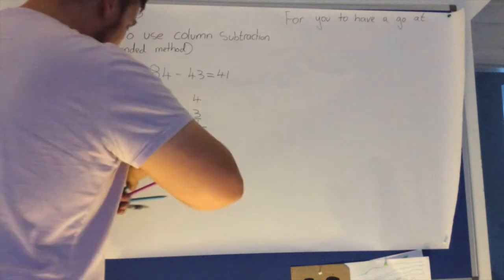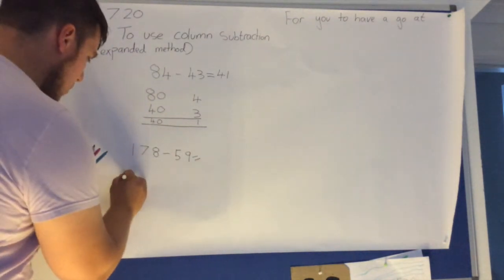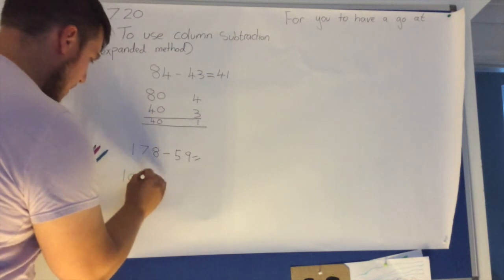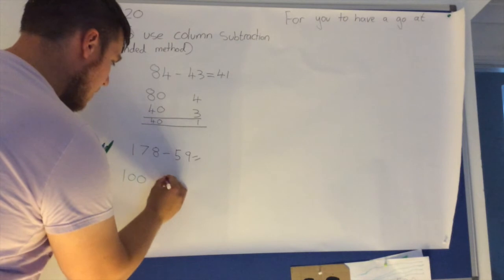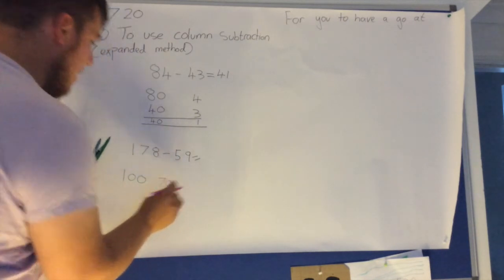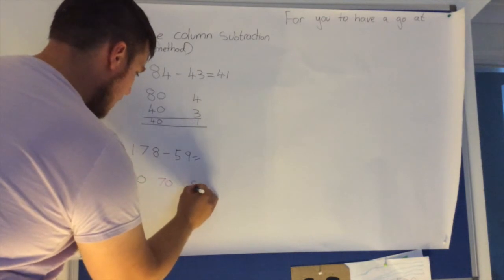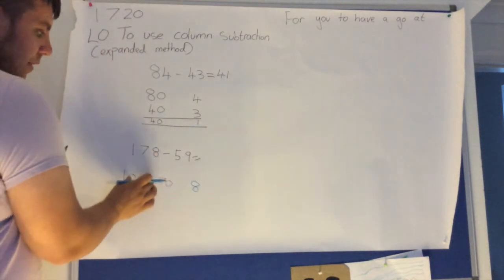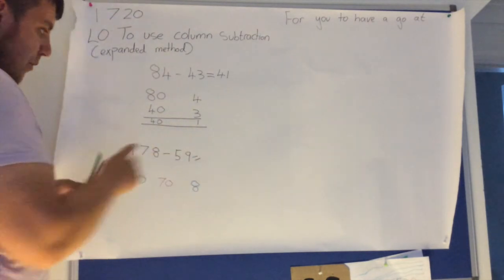So I'm going to use green for my hundreds when I'm doing my partitioning down here. So I'm going to do 100, and then I'm going to use pinky purple for my tens, which is going to be 70, and then I'm going to use blue for my units, which is 8. So I've partitioned that number down, I've broken it down into 100, 70 and 8, and now underneath I'm going to break down this number.